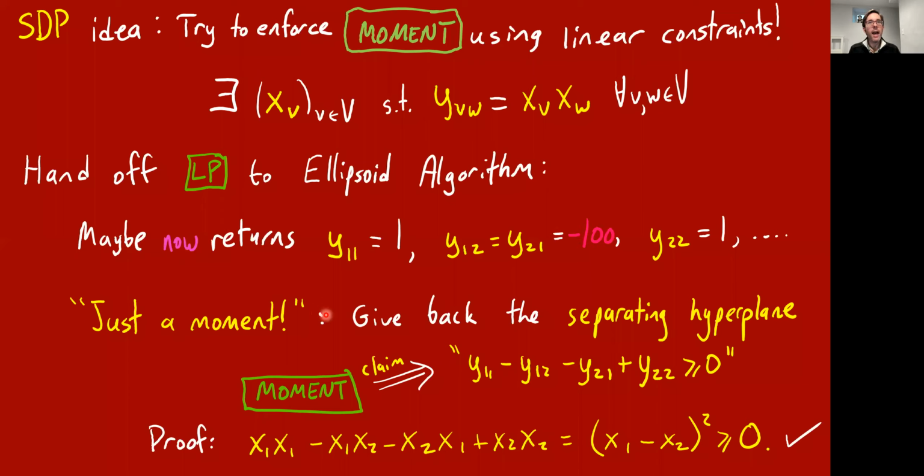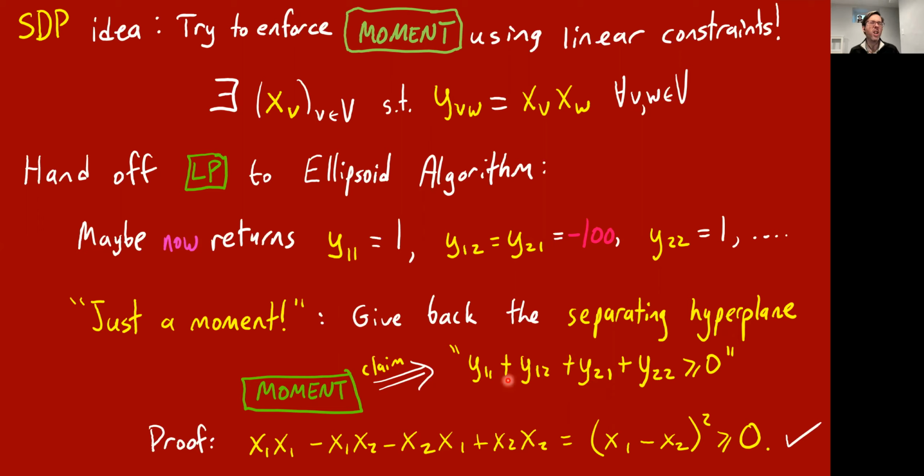Okay, so maybe now you tell the ellipsoid algorithm, "Oh, I had this separating hyperplane, so go back and find me a new solution." So the ellipsoid algorithm will be like, all right, and it'll chop its ellipsoid with this half space, get a smaller ellipsoid, and keep going. And maybe now it'll give you the same thing, but with y12 and y21 being negative 100.